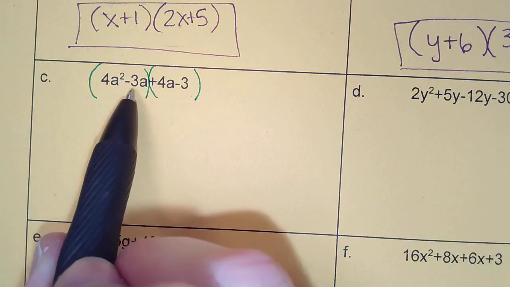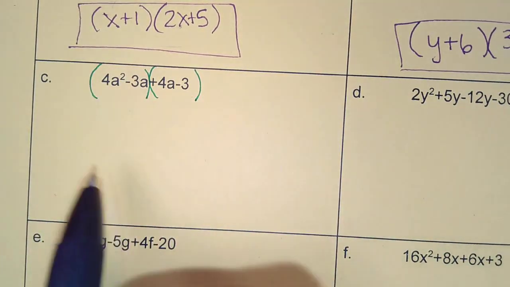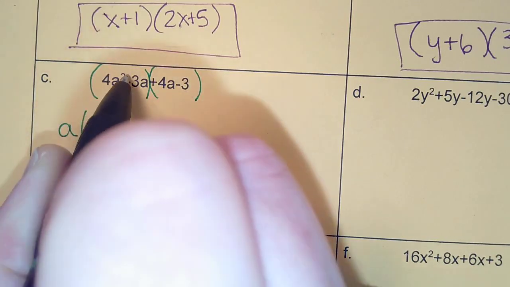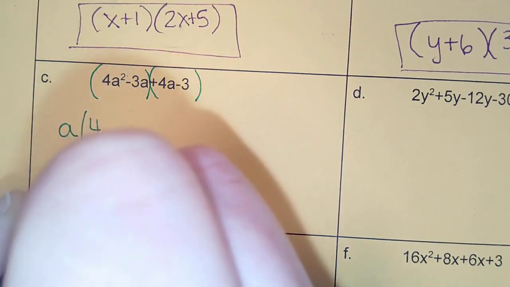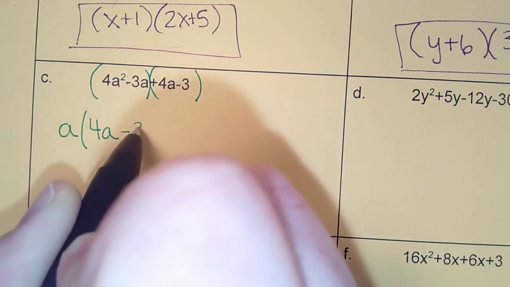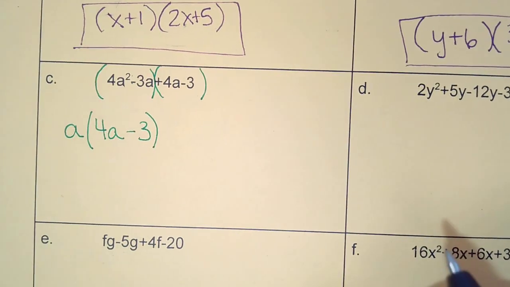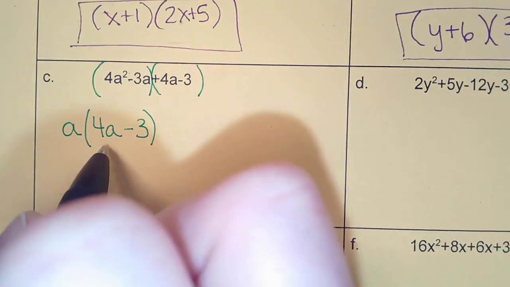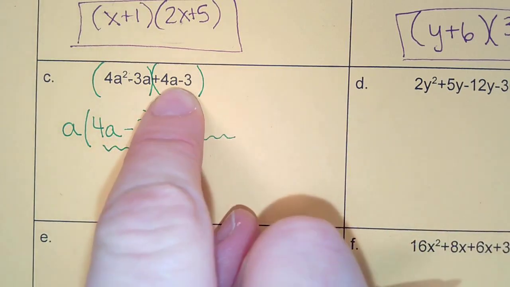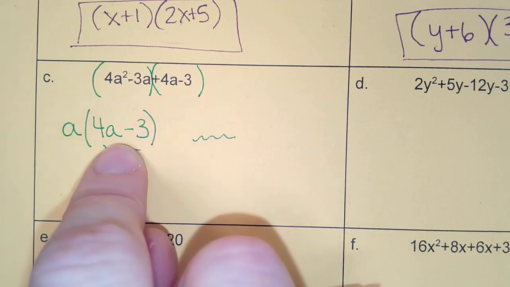4a squared minus 3a. So 4 and 3, I can't divide out any whole numbers, but I can take out an a. 4a squared divided by a is just 4a. Negative 3a divided by a is negative 3. Okay, so here's a funny thing. Now I know that I want this to match another part, so I'm going to divide this parentheses by something to get it to match. But it already matches.